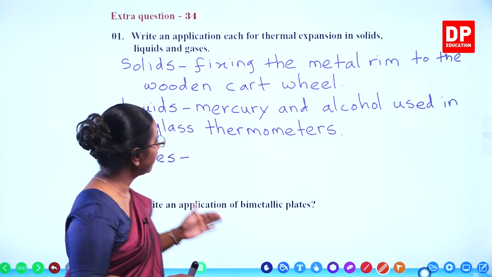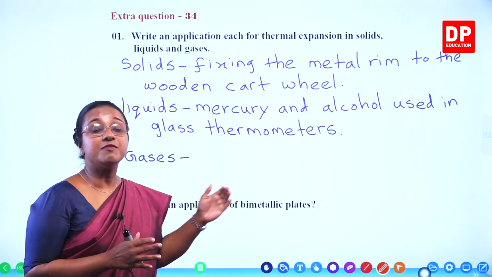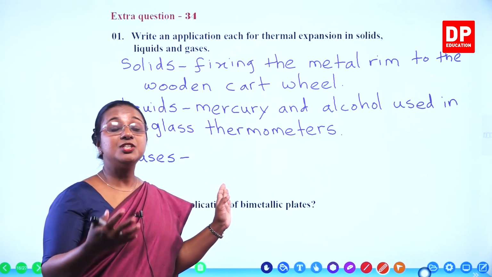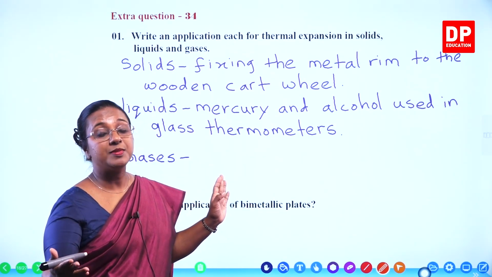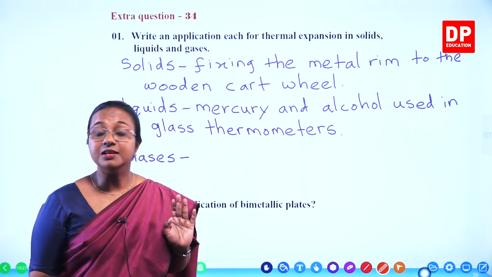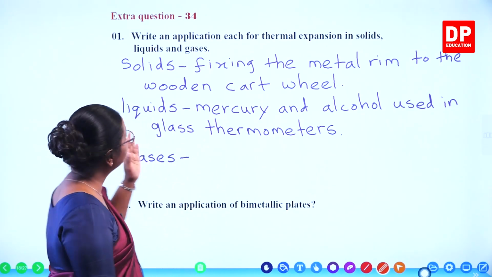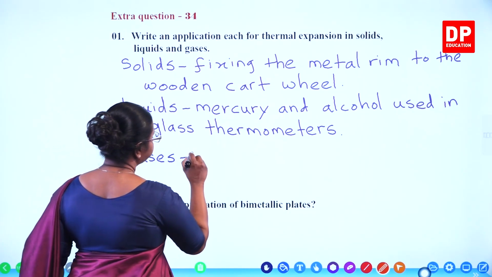So you can either write sea breeze and land breeze, or the use of sea breeze and land breeze. We have discussed that before also. The fishermen use sea breeze to come back from the sea to the land, and land breeze to go from the land to the sea. So use of sea breeze and land breeze by fishermen can be written as an application. I will write that here.